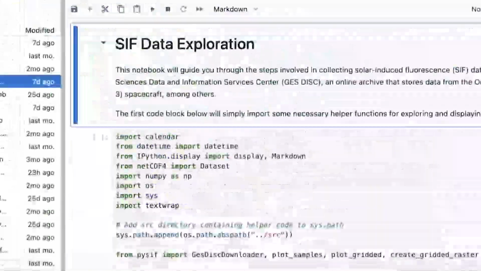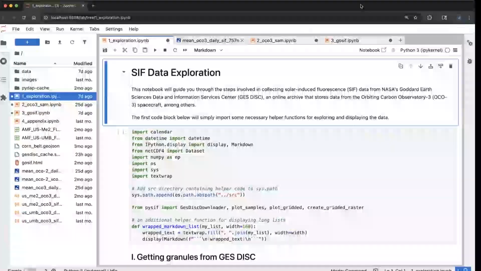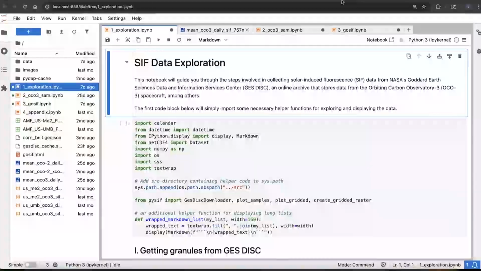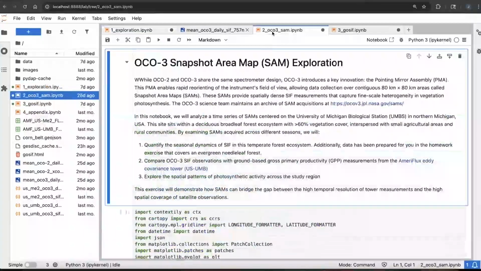So I'll pull my browser window down to my screen. And here you can see our notebook exercise 1. And I'm going to turn over to the second exercise.